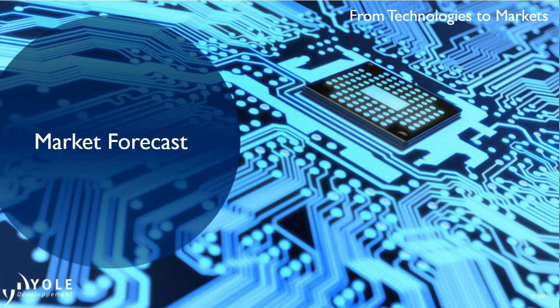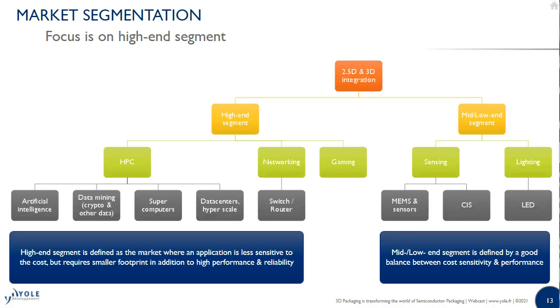Now moving on to the market forecast of 3D packaging, I'd like to bring your attention to how we split the market, because not all 3D packaging is high-end. If you look at this, we have the high-end segment and the mid and low-end segment. In the high-end segment we are typically looking into HPC, networking and gaming, while the mid and low-end segment is sensing and lighting. For the high-end segment, we define the market where applications are less sensitive to cost and require a smaller footprint in addition to high performance and reliability. So our market forecast in the following slide will be mainly based on the high-end performance only.